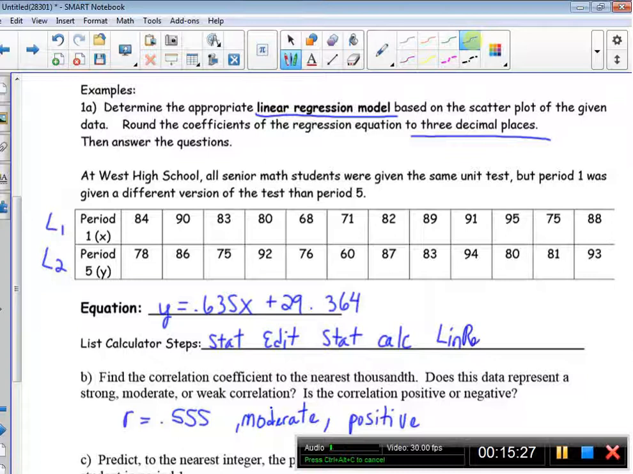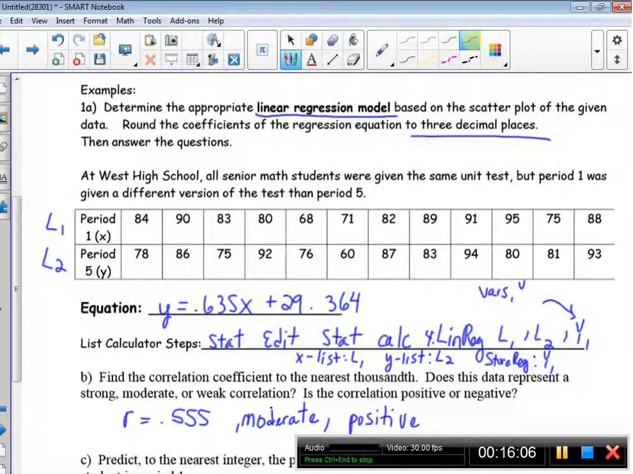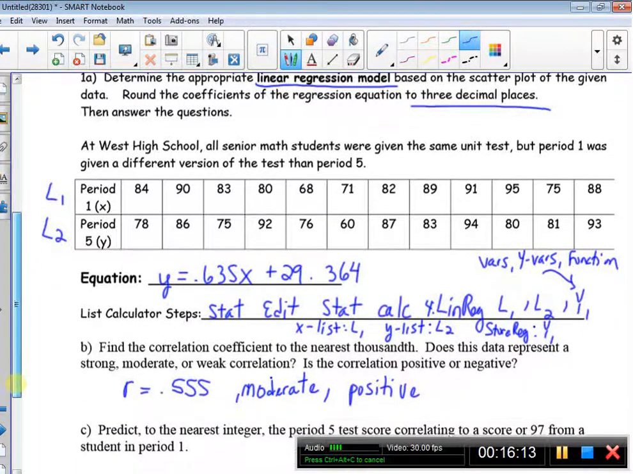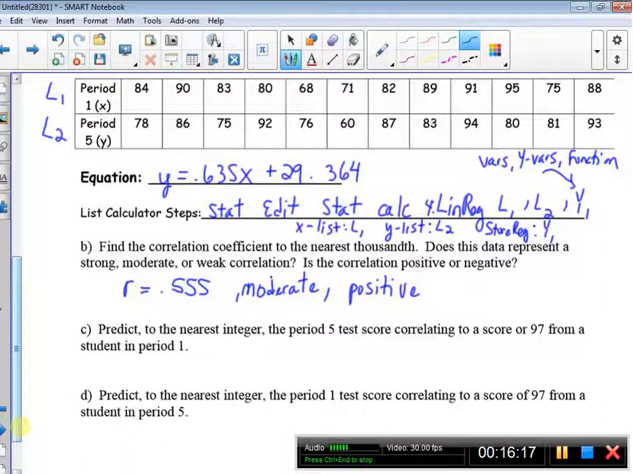Calculator steps were stat, and this was L1 and L2, so it was stat, edit, stat, calc, and we did LinReg, it was choice 4, and we had L1, comma, L2, comma, Y1. Now, for the others of you, you would just have X list was L1, Y list was L2, and your store regression was Y1. Okay, and you get to this part here by doing vars, Y vars, function.